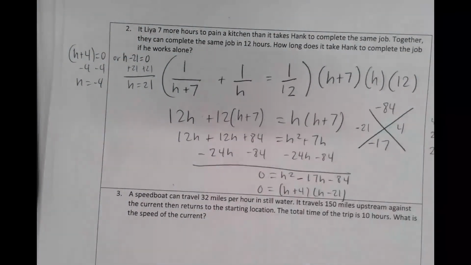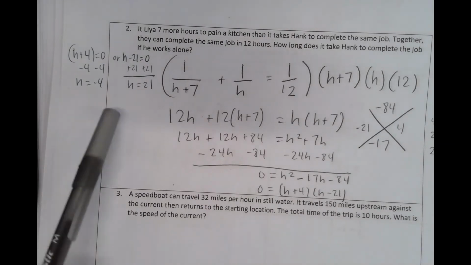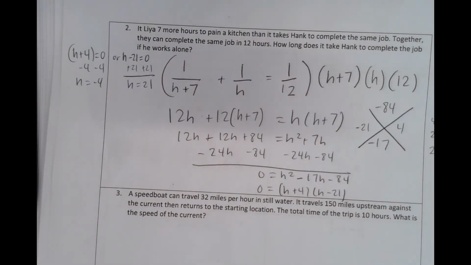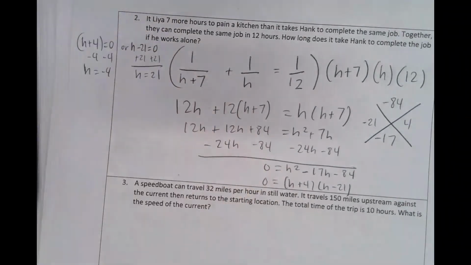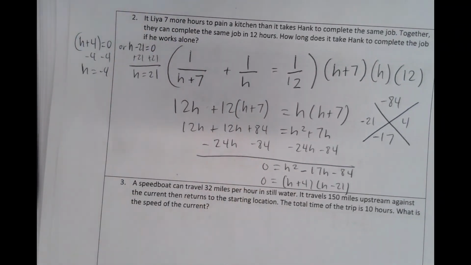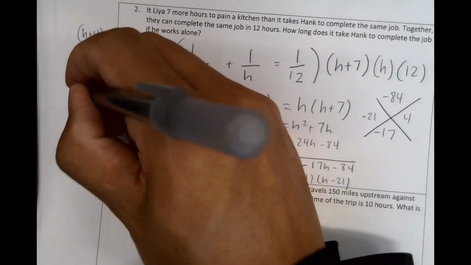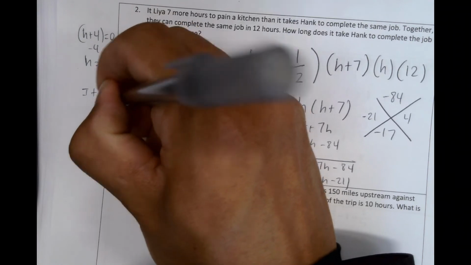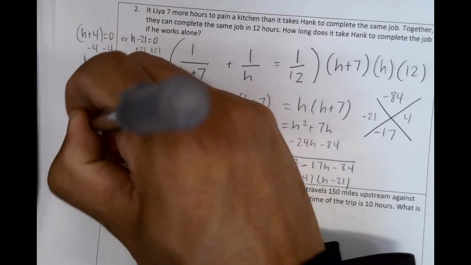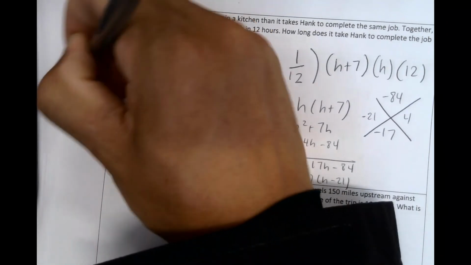And so now you want to think about this. Can Hank take negative 4 hours to complete a job? That's probably impossible unless he can travel in time. Can H equal 21? Does it possibly take Hank 21 hours to complete a job? That makes a lot more sense. So it takes Hank 21 hours and it takes Leah 28 hours. And there we have our solution. So it takes Hank 21 hours. So we can cross this one out.